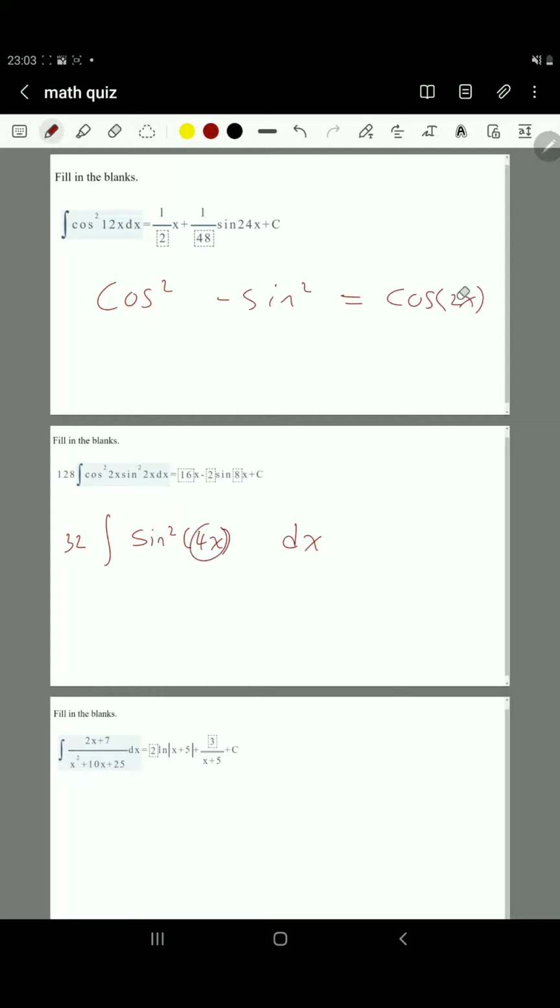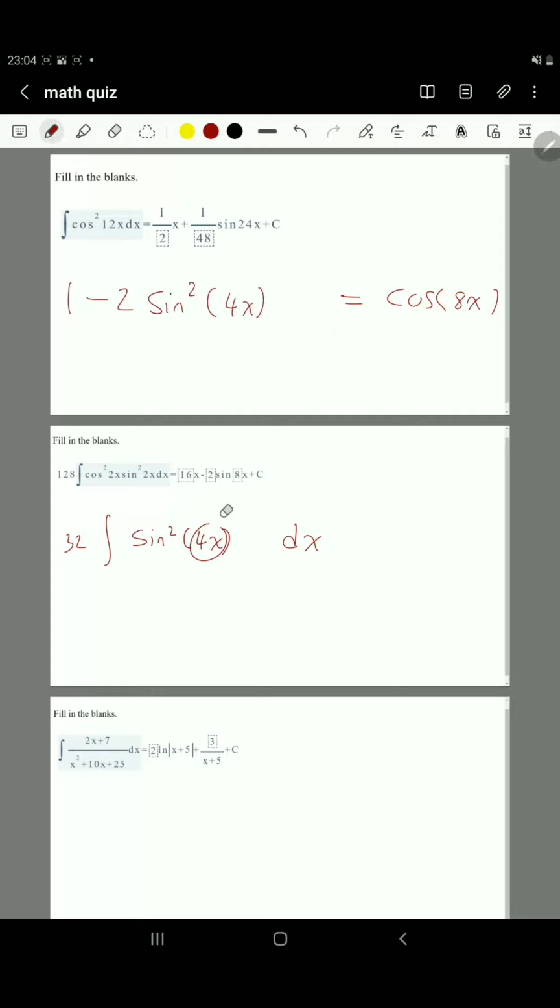Again, we need 4x. So your x is just 4x. 2 times 4x is 8x. Okay. Cosine squared is 1 minus sine squared. 1 minus sine squared minus sine squared is 1 minus 2 sine squared.